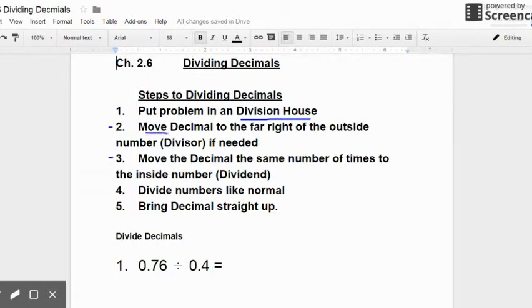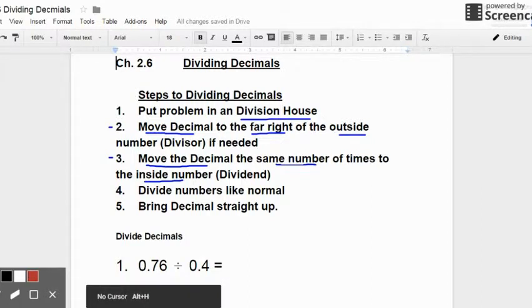First, step two, we need to move the decimal to the far right of the outside number. We can't have that decimal on the divisor or the outside number. It has to be moved over to the far right. Because we make that change on the outside number, we have to do the same thing to the inside number. So move the decimal the same number of times to the inside number, or to the dividend. This makes sure we're changing both numbers kind of equally. As we move the decimal on the outside number, we're changing it to a whole number. So that means we have to change the value or change the number on the inside.